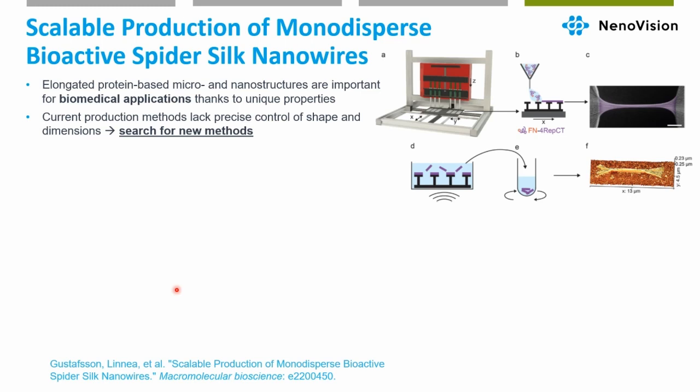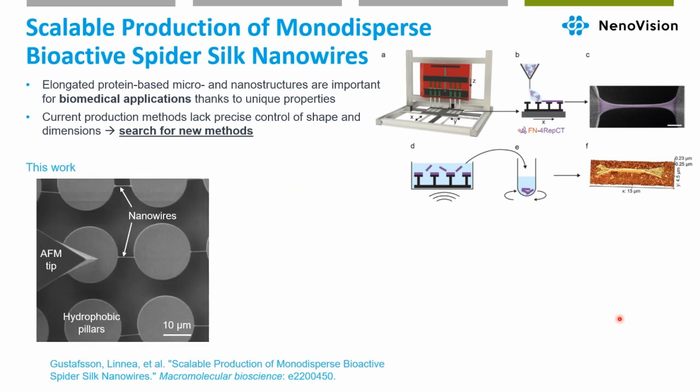The second recently published paper is related to the production of spider silk nanowires. So we have cooperated with Professor Gustafsson, and as you can see, they are trying to develop a method for biomedical application, which would use the spider silk nanowires to be able to support the growth of different cells. So this is how it looks, and then they needed a tool to be able to measure the dimensions, but also the mechanical properties of such a wire.